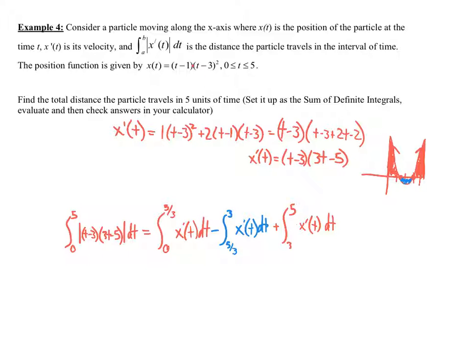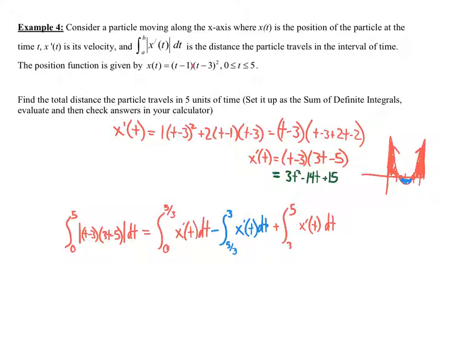Okay, gotcha. Let me change colors. I'll do this in green. When you were talking about zeros, it was helpful to keep them apart, but now we're trying to integrate together. Exactly. Finding zeros, it's helpful to have it factored. But now, let's make this a 3t squared minus 9 minus 5, so minus 14t plus 15. That's what I'm taking the integral of.